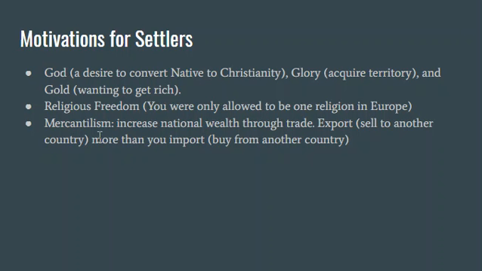Another thing is called mercantilism, and countries wanted to increase their wealth through trade. The goal of this was to export more than you import. Export means to sell to another country. Import is when you buy something from another country. So usually a country wants more exports than imports because that means you're selling stuff. If all you have is imports, that means you're buying stuff, but you need to make money. You only get money from exports because that's when you sell something.